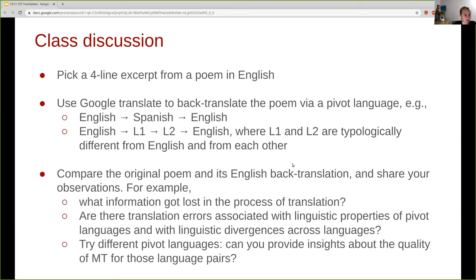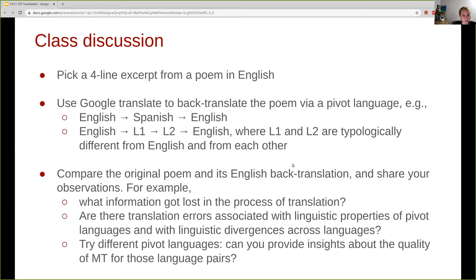Your task would be to pick four lines of a poem, or your favorite poem, in English. And then use Google Translate to back translate this poem, which means translate this poem into another language, a pivot language, and then translate it back into English. You can try to experiment with very high resource languages, very similar to English, such as Spanish, so translate from English into Spanish and back to English.